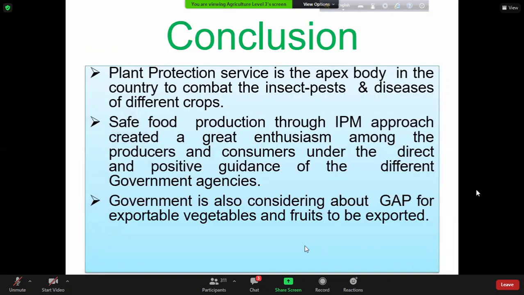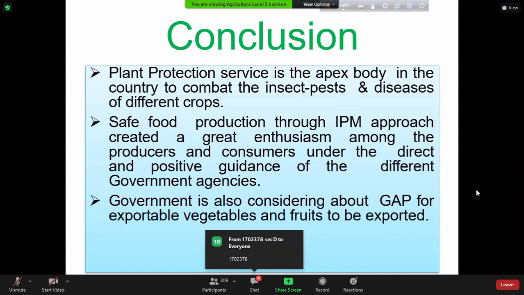So, you know, the plant quarantine service is very important, and this service is regulated by Plant Protection Service, the Department of Agriculture Extension under the Ministry of Agriculture. These are actually responsible to combat the insect and disease of different crops. So nowadays, safe food production through IPM process created a great enthusiasm among the producer and consumer under the direct and positive guidance of different government agencies. For example, DAE, then Hortex, another foundation we call, responsible for the export of the horticultural crops.